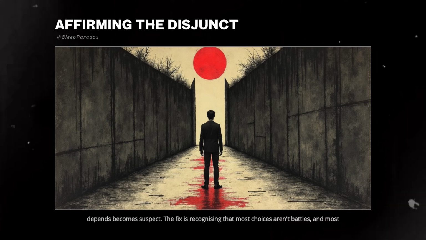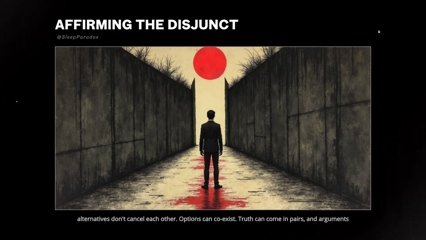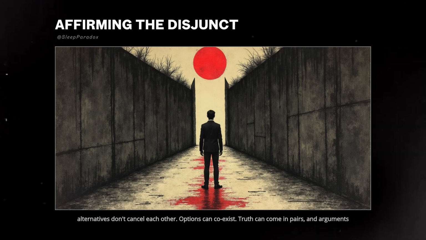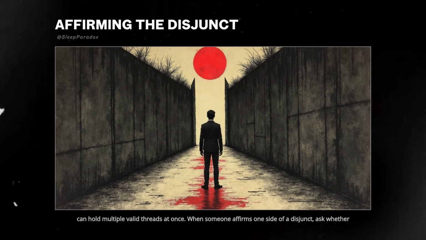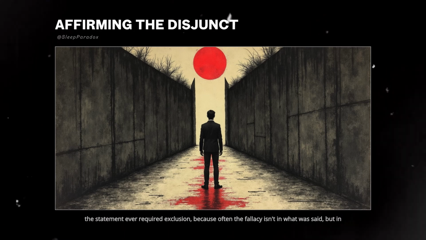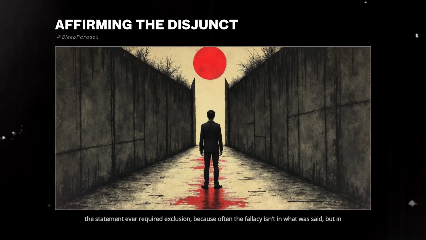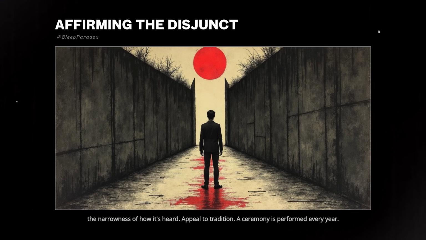The fix is recognizing that most choices aren't battles, and most alternatives don't cancel each other. Options can coexist. Truth can come in pairs, and arguments can hold multiple valid threads at once. When someone affirms one side of a disjunct, ask whether the statement ever required exclusion, because often the fallacy isn't in what was said, but in the narrowness of how it's heard.